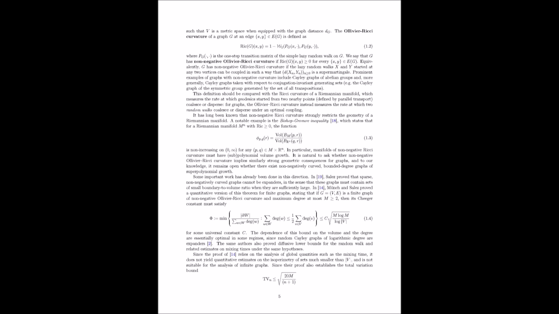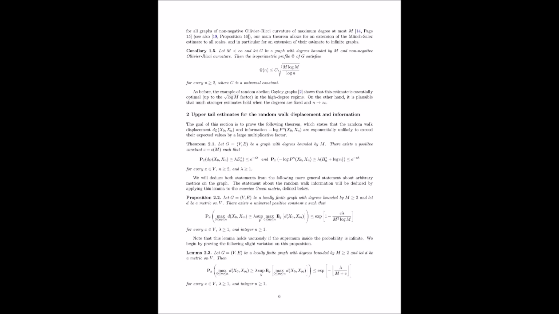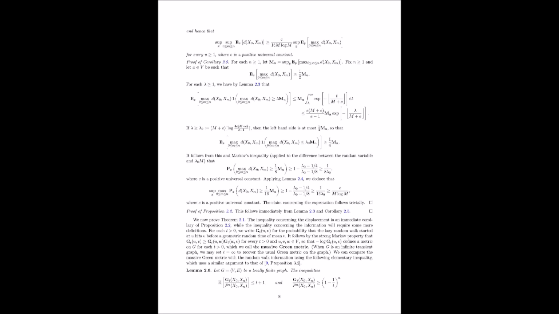Now, I have to admit, the paper's journey to get to this result was pretty complex. Oh, yeah. There's a lot of intricate mathematical machinery working behind the scenes, particularly when it comes to establishing those upper tail estimates for the random walk's displacement and information content. You're talking about Theorem 2.1, right? Exactly. Can we maybe dive into that a little bit? It seems like a key stepping stone towards the main theorem.